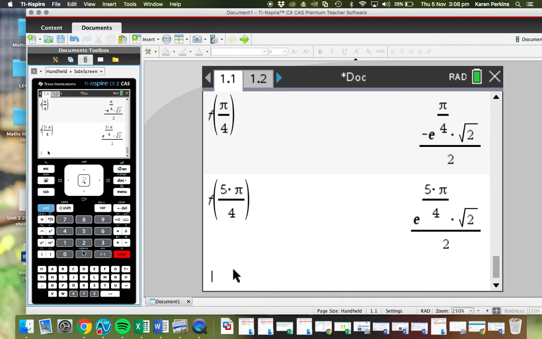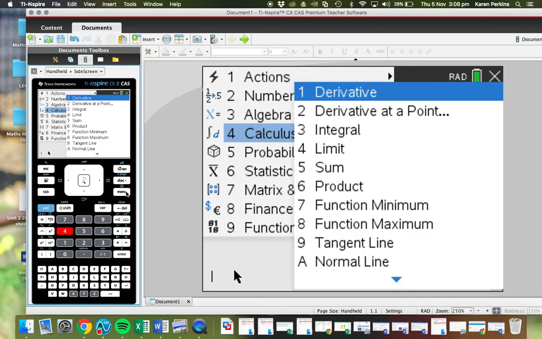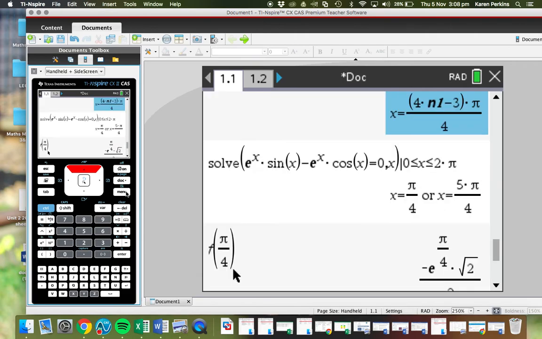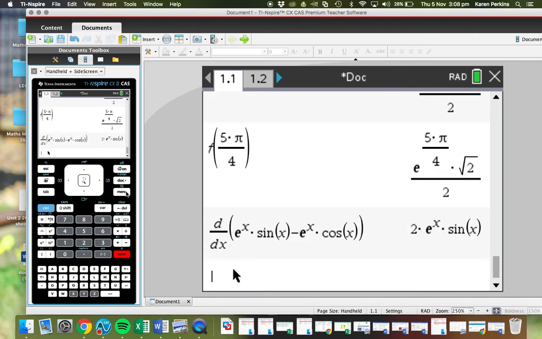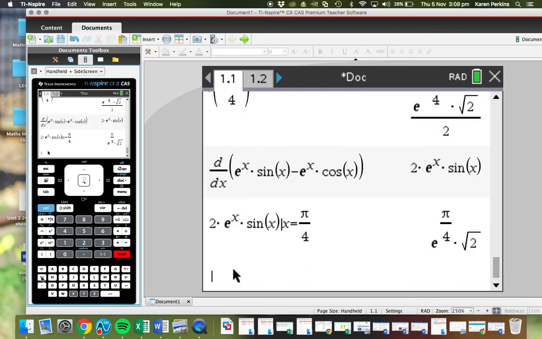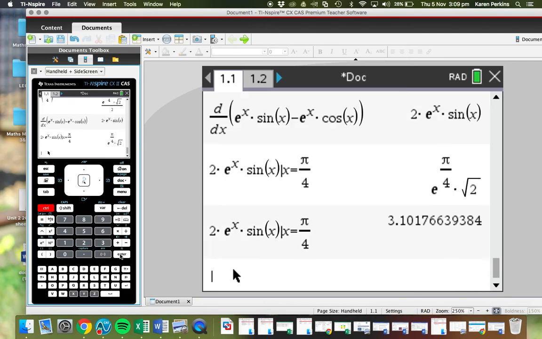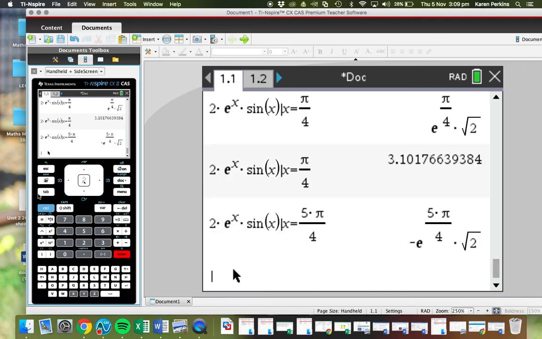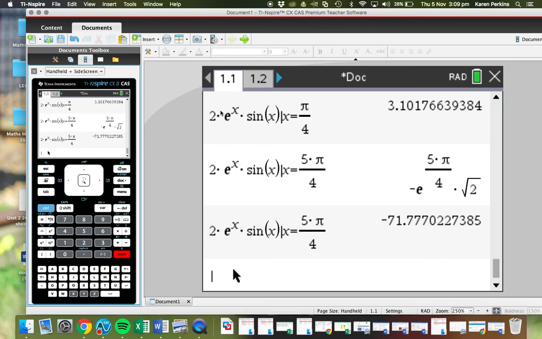For each stationary point, state whether it is a maximum or a minimum. So I'm going to find a second derivative. So derivative with respect to x of the derivative I found up here. If x is pi on 4, I'll get an approximation. That second derivative is 3.1, which is greater than 0, so pi on 4 is a minimum. If I sub in 5 pi on 4, that value is negative, so it is a maximum.